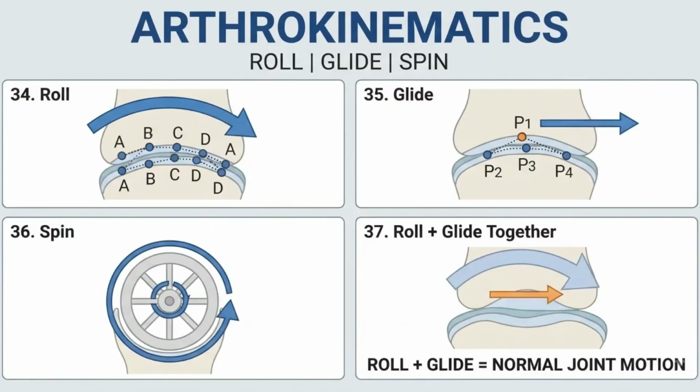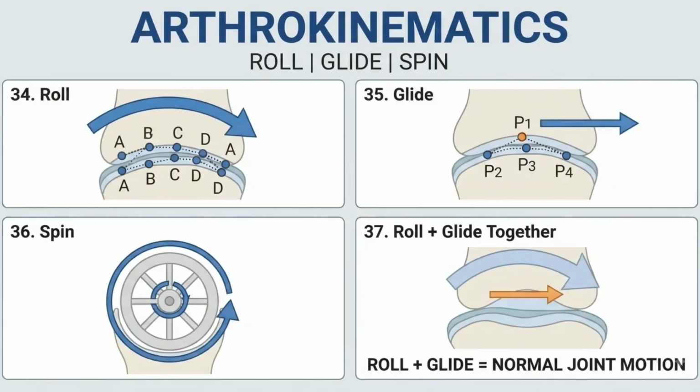A glide, or translation, occurs when one point on one joint surface contacts multiple points on the opposing surface. In simple terms, the joint surface slides relative to the other surface. Gliding is particularly important because it allows the joint surfaces to remain appropriately aligned during movement. The third arthrokinematic movement is spin. Spin occurs when a bone rotates around a relatively stationary point of contact. A simple example is a spinning object rotating around its center.